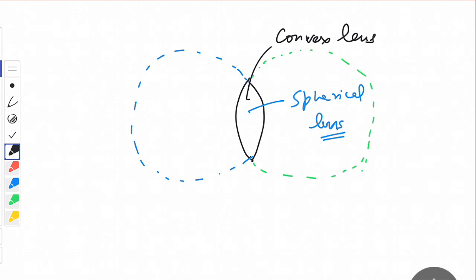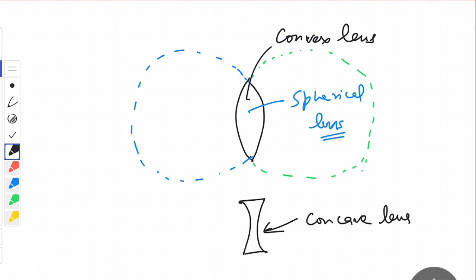And this lens which is like this, once again, let me draw this nicely. This lens is called a concave lens. When we're thinking about a concave or convex lens, don't look at each surface, like this is concave, this is convex. Not like that, right? So this lens is called a convex lens, and this lens is called a concave lens.